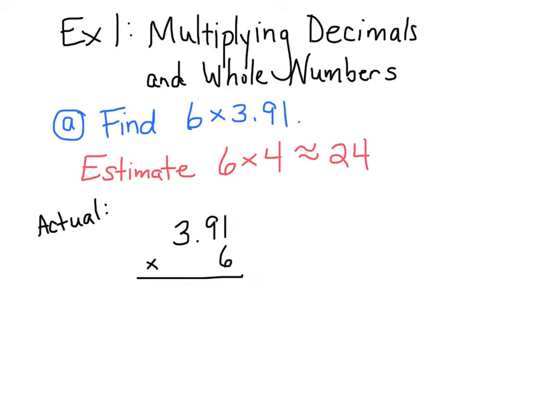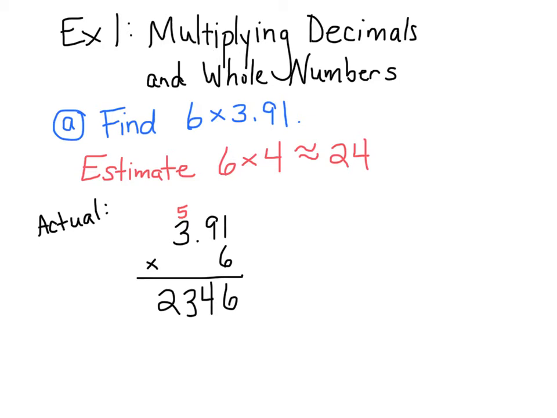So we've got the 6 directly under the 1. And then we're just going to go ahead and multiply like we normally do. So the 6 times the 1, and then times the 9, and then times the 3. And when we multiply, we end up with 2,346, what looks like 2,346.